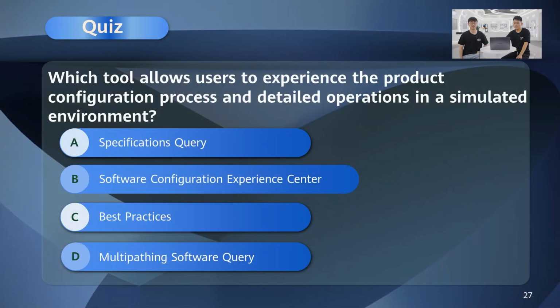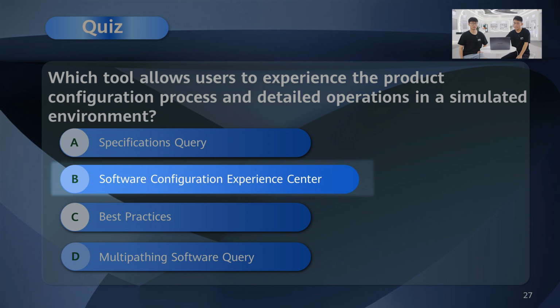And the first question is, which tool allows users to experience the product configuration process and the detailed operations in a simulated environment? Option A, Specifications Query. B, Software Configuration Experience Center. C, Best Practices. D, Multipathing Software Query. So which is the correct answer? I guess the answer is quite obvious. And yes, the correct answer is B, Software Configuration Experience Center.